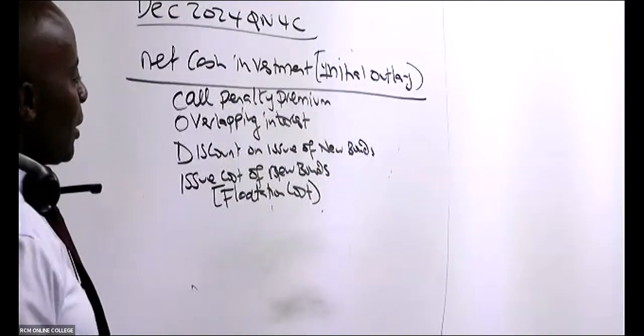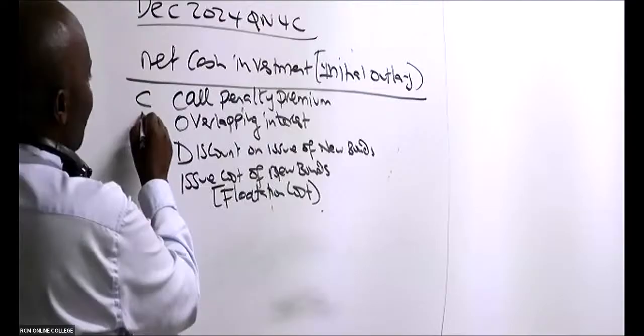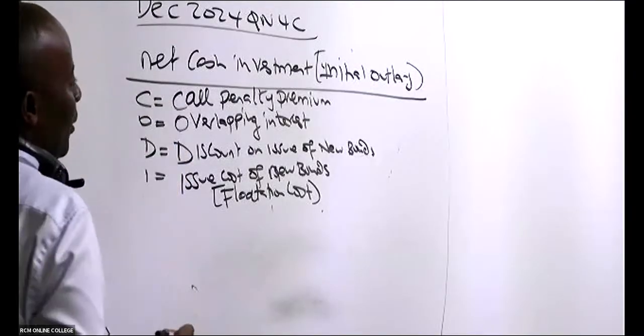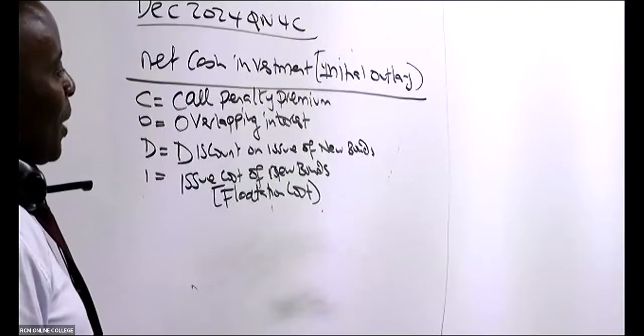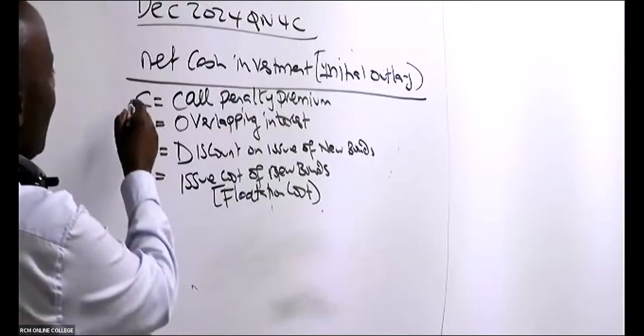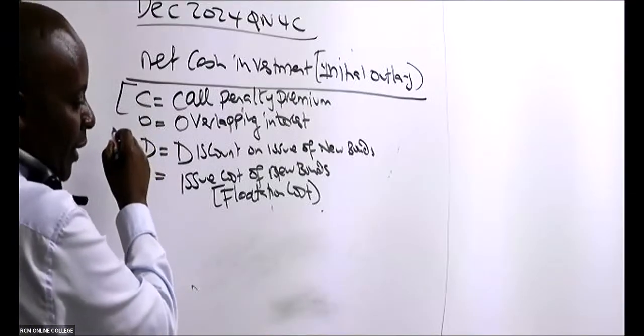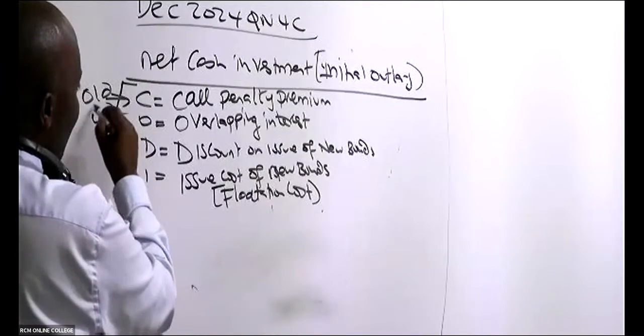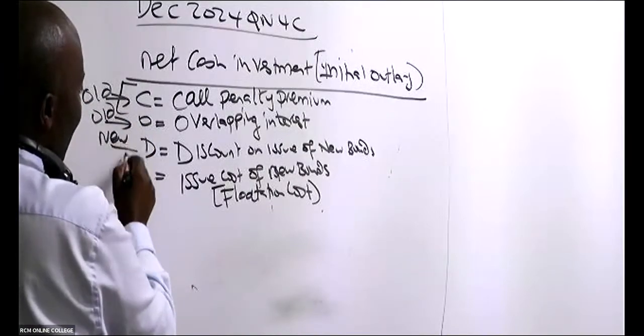So CODI. It's a very, very important mnemonic. CODI, like that. So call penalty premium. We have overlapping interest. So as we shall see, these two are for the old bonds. These two old. This will be new, and this will be new.